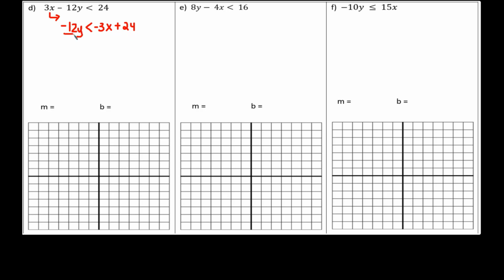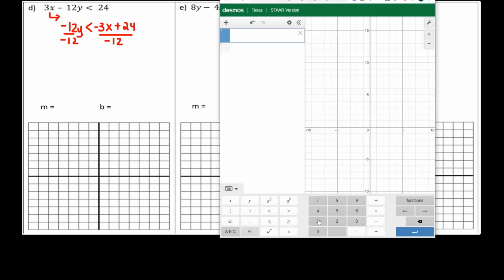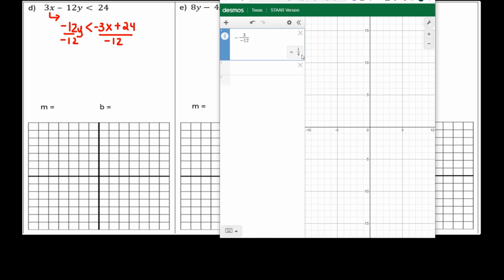Once we do that, we're going to divide both sides of the inequality by -12. And this will be y. Please notice that we're dividing by negative numbers, so it's going to flip the inequality sign. And then we'd use the calculator. So we're going to divide -3 divided by -12. And we get a decimal, so we're going to change that back to a fraction, gives you 1/4.